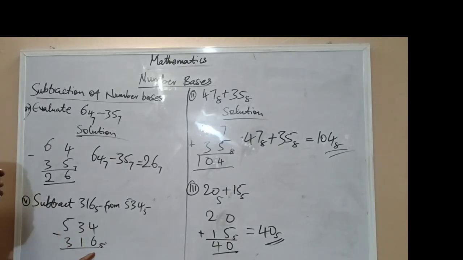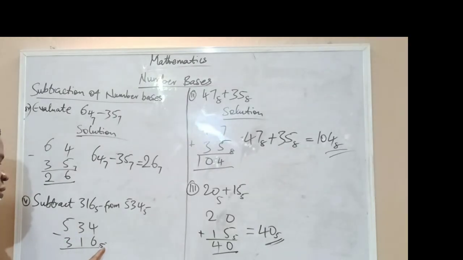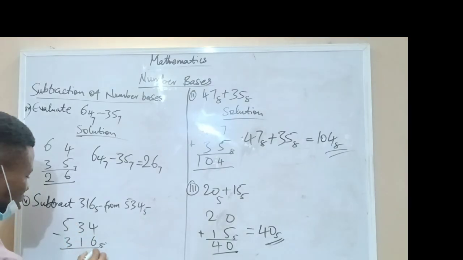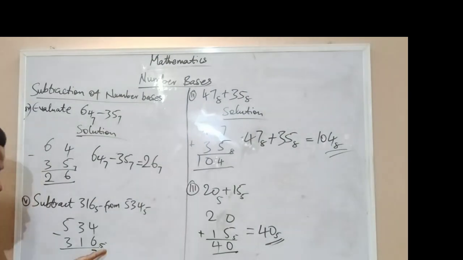So 4 minus 6, of course, you know is not possible. So when you take 1 here now, from what I explained, when you take 1 from 3, that one becomes 5 because we are subtracting in base 5. So 1 out of here is 5. 5 plus 4, 9. Then 9 minus 6, we are left with 3. So you write 3, no need to divide.